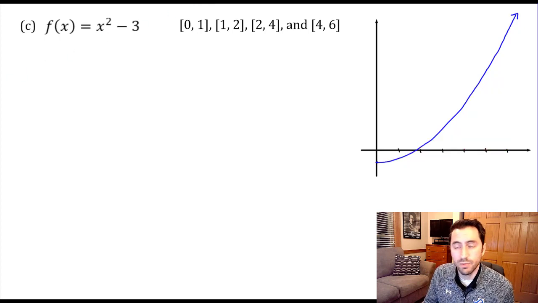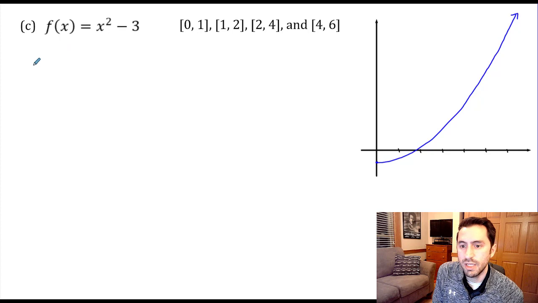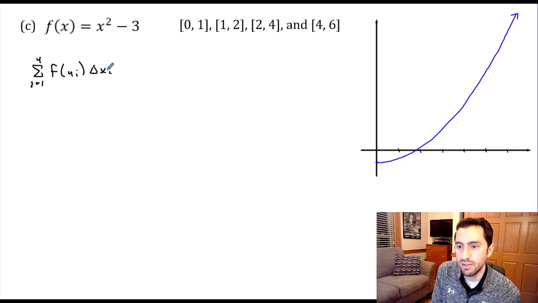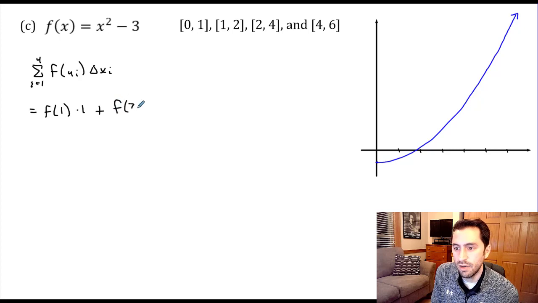And let's just go through our last one. Here we're going to be using the right endpoint. So we're going to take our sum. We're going from i equal to 1 up to 4 for 4 subintervals. f of u sub i times delta x sub i. And now we want to use the right endpoint. So for our first subinterval, that's going to be f of 1 times 1, which is the width. f of 2 times 1 for the width of the second subinterval. f of 4 times 2. And our last one, the rightmost point is 6, and that also has a width of 2.